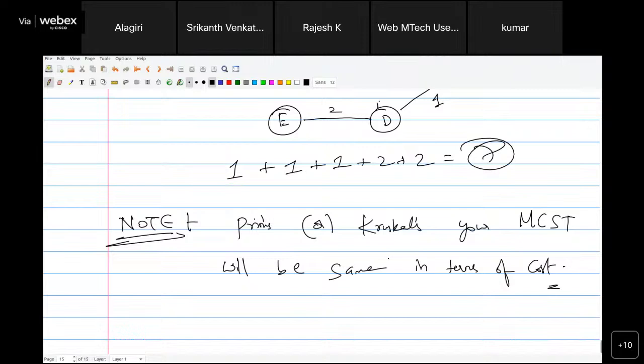So if you have used Prim's algorithm and got a minimum cost spanning tree with minimum cost of some 10, then if you use Kruskal's also, you will get 10. So these are two different ways of getting the minimum cost spanning trees. That's it. Different algorithms. Okay. But here Kruskal looks very easy. We can simply make it.